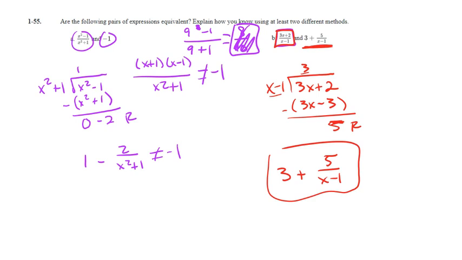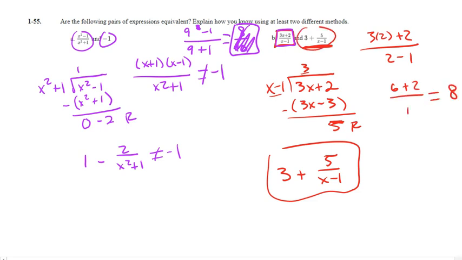If I wanted to check some other things, I could try plugging in some numbers. So, let's plug in 2. So 3 times 2 plus 2 over 2 minus 1. That gives me 6 plus 2 over 1, so that gives me 8. Now I plug it in here. Then I get 3 plus 5 over 2 minus 1. So that's really just 3 plus 5, which we see that they are the same.